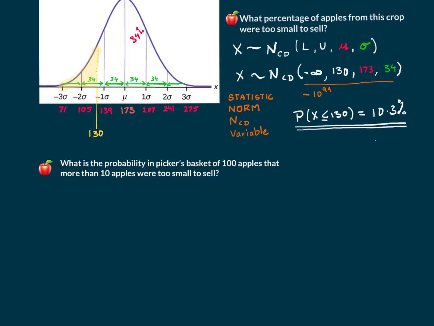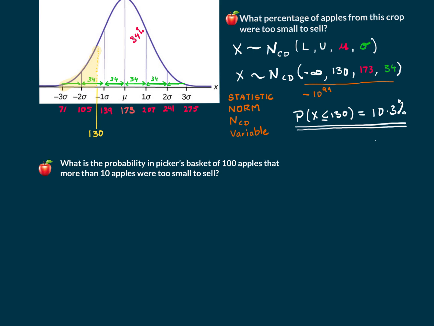And given this probability of 10.3% being too small to sell, we've got another question. What is the probability in a picker's basket of 100 apples that more than 10 apples were too small to sell? What this means is that you're going to go through 100 apples in a picker's basket and put them aside. Are they too small? Are they under 130 or over? So it's one or the other. It means success or failure.